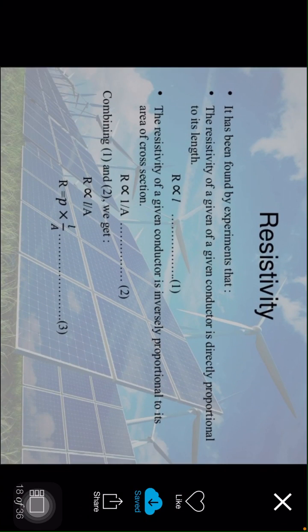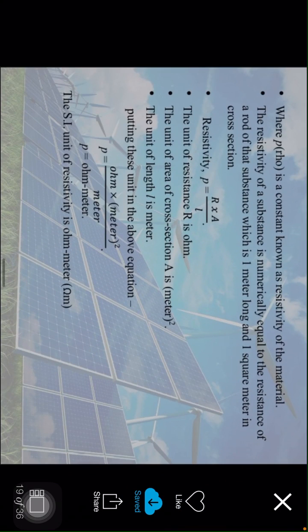What is resistivity? It has been found by experiment that the resistance of a given conductor is directly proportional to its length L. The resistance of a given conductor is inversely proportional to its area of cross section, R is proportional to 1 by A. Combining both, we get R proportional to L by A, or R equals rho into L by A, where rho is the constant known as the resistivity of the material.